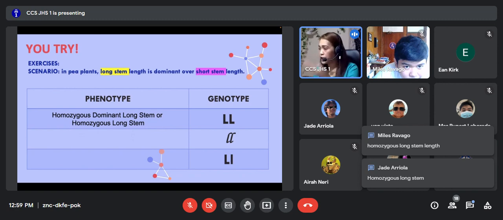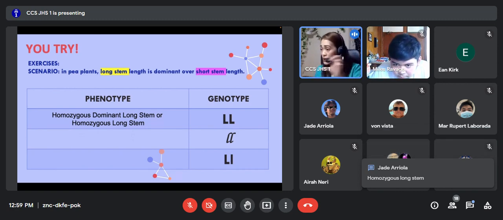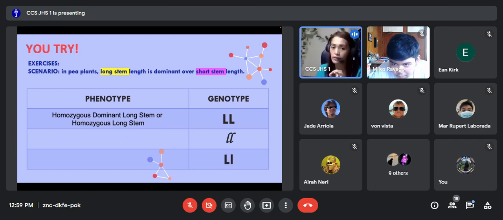Very good, Jade and Miles. It depends on you if you want to write it in a complete, very detailed manner, or you can have a shortcut. So you have here homozygous dominant long stem, or simply homozygous long stem. Okay, how about the second example?